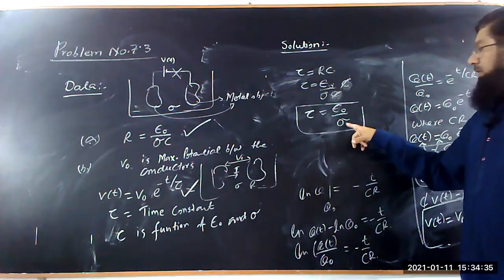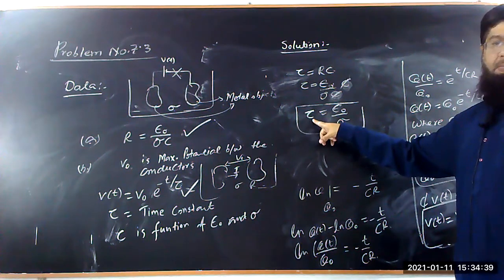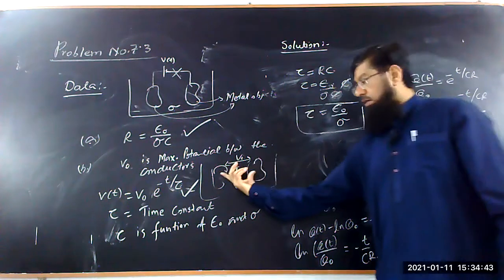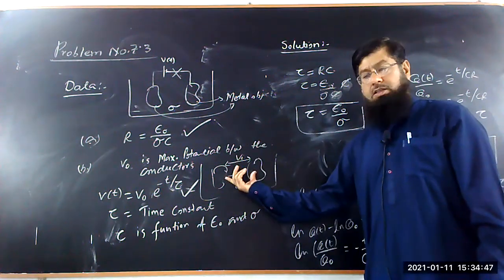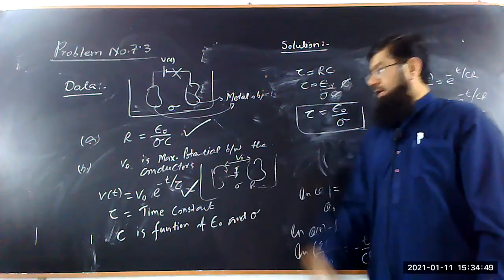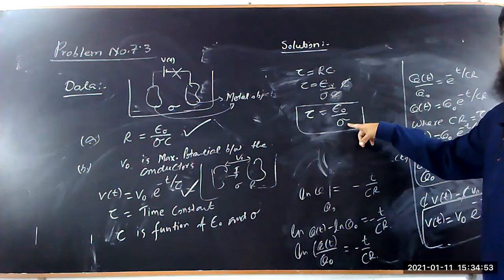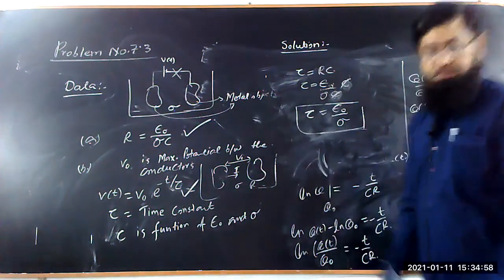It means if we increase the conductivity, the time constant will decrease. Time constant means the time needed to decrease the charges on the metal conductors. So tau is a reciprocal of the conductivity. So this is problem number 7.3.